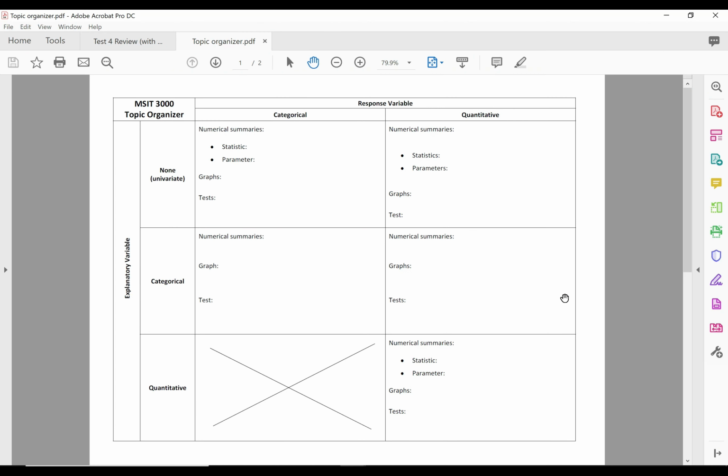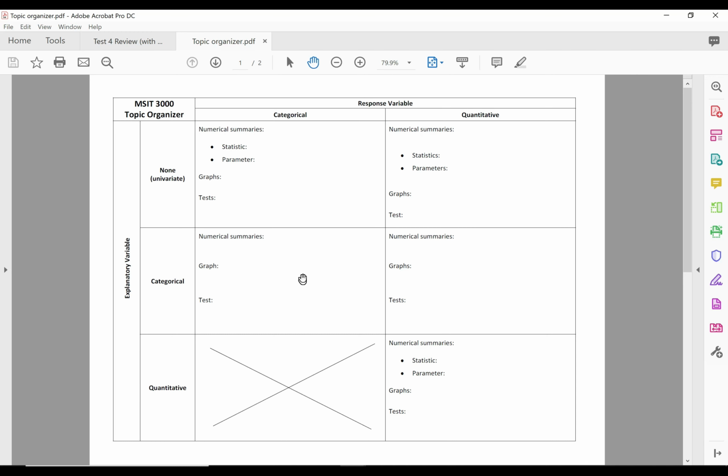Let's go ahead and fill out one more thing on our topic organizer here. So we're going to fill in the section about graphs. Notice that some of these graphs are just going to be for displaying one variable. So this says no explanatory variable. This would be where you have only one categorical variable or only one quantitative variable. Whereas these 3 boxes are for looking at the relationship between 2 variables.